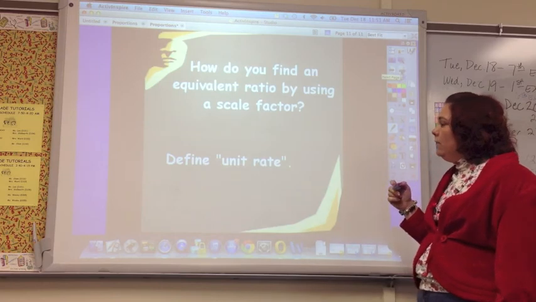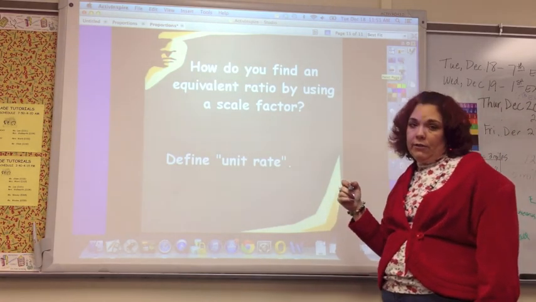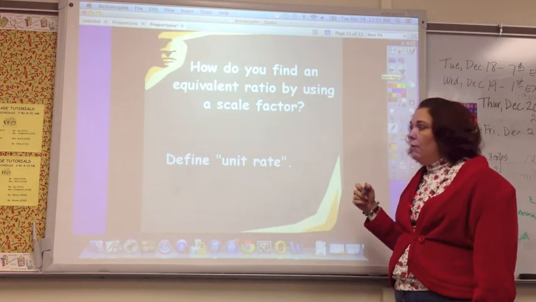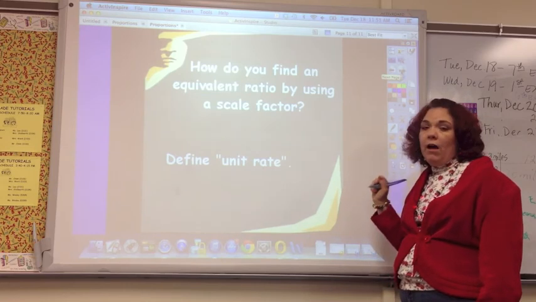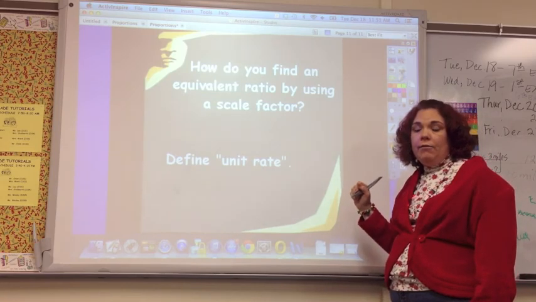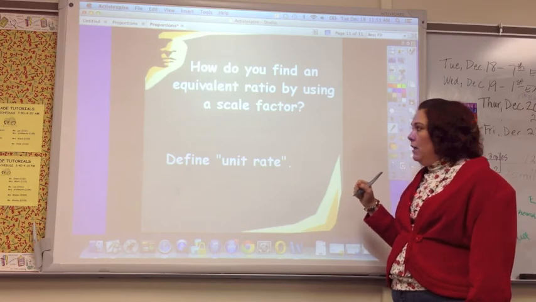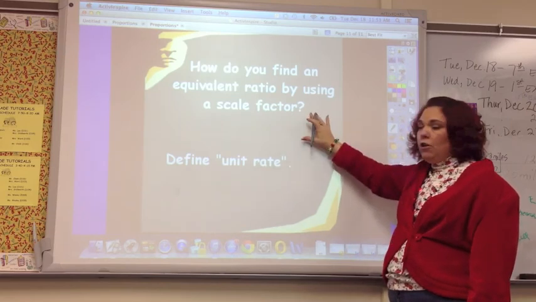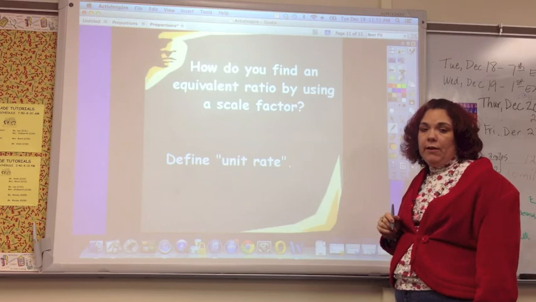How do you find an equivalent ratio by using a scale factor? That's one question, and we'd like your response to it. And define unit rate. How do you define unit rate? And make sure you have answers to these questions because you'll be going over them in class.